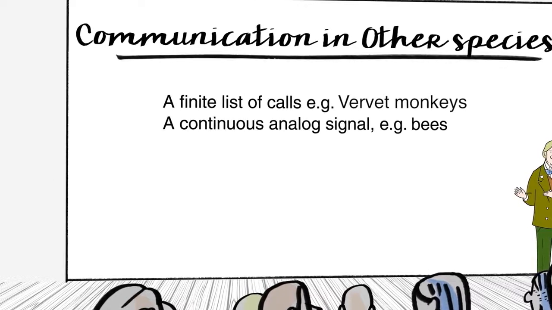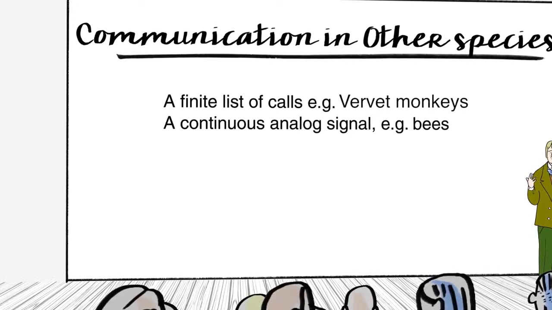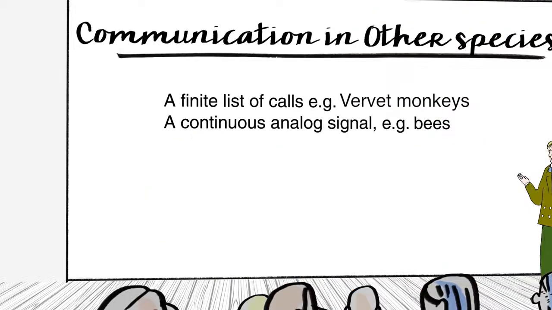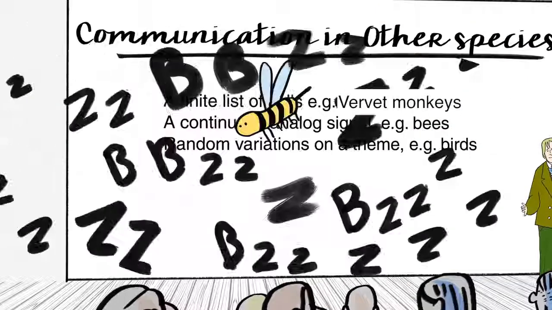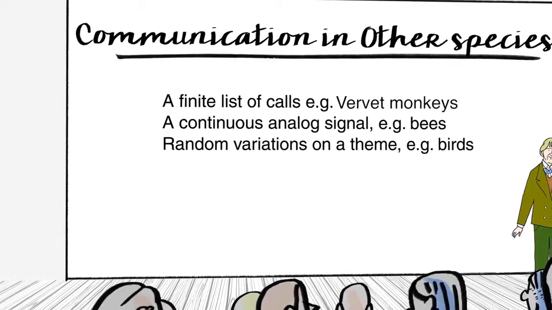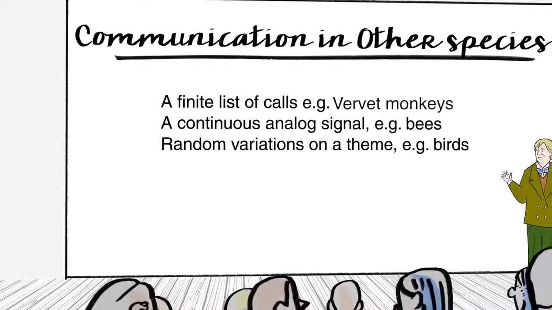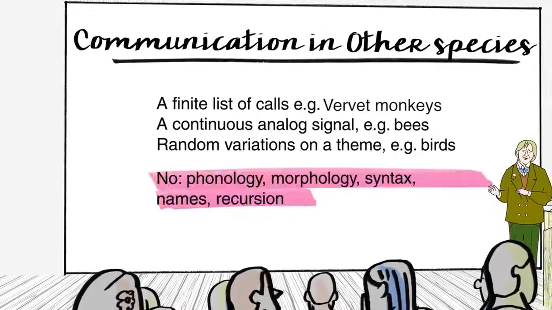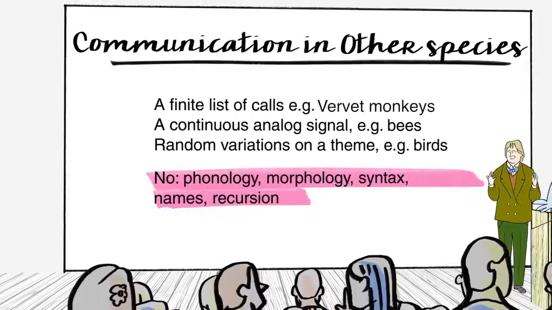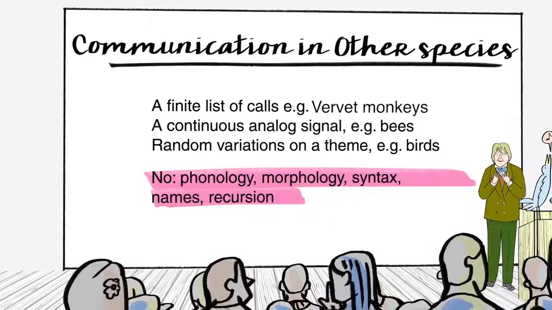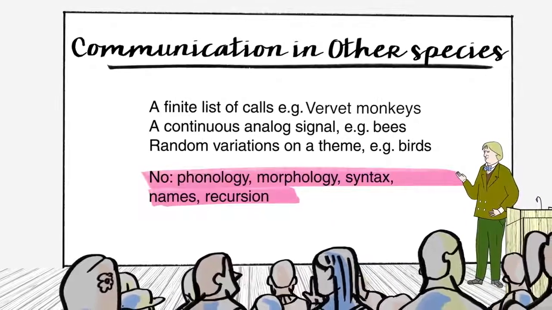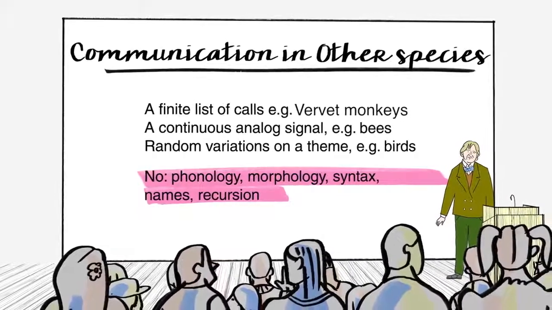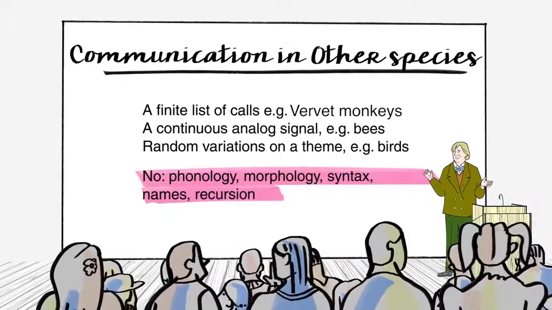You have animals that have a finite list of calls, like vervet monkeys will have a call for a snake or an animal that's attacking. You have animals that use a continuous analog signal, like bees. And then you have random variations on the theme, as in birdsong. But what you don't find is phonology, morphology, syntax, arbitrary names, recursive syntax, and so on. And there's been some arguments that maybe in some special cases you find something that looks like this. But certainly if you were to look in an objective fashion at the capacities of non-humans, you would never say, wow, that's language in the same sense that what we're doing now is language.